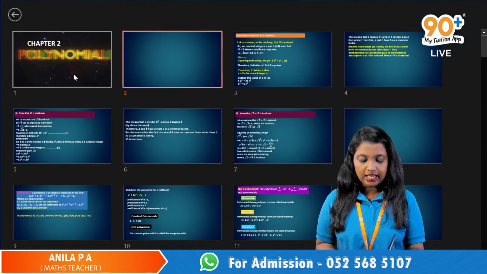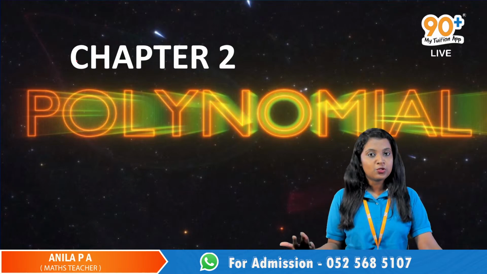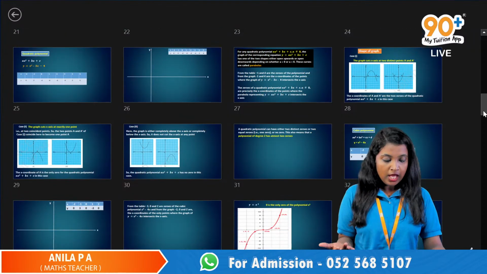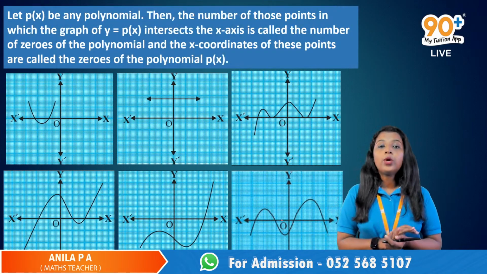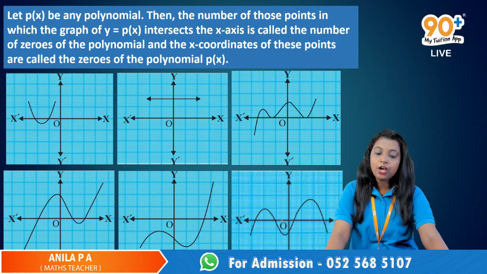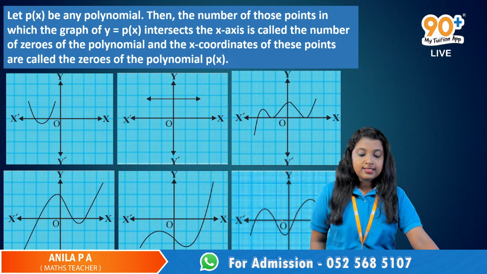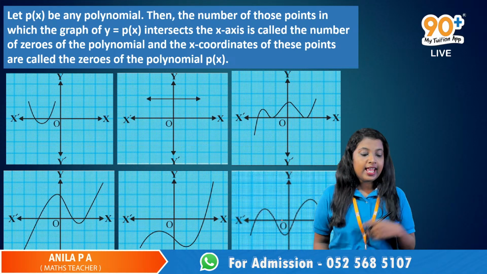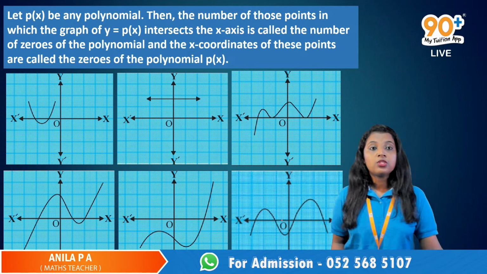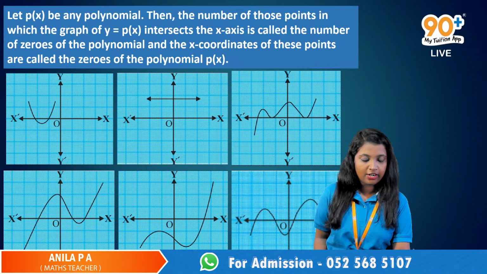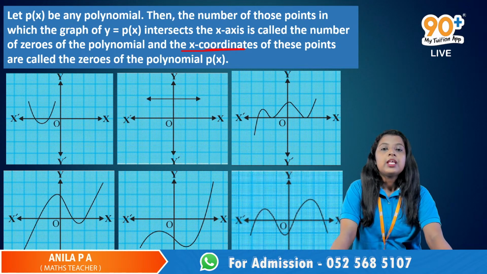So anyways, we were dealing with chapter number 2, polynomials, and last class we discussed the geometrical meaning of zeros of a polynomial. As we all know, the number of zeros of a polynomial is equal to the number of intersections that graph has with the x-axis. Here let p of x be any polynomial. Then the number of those points in which the graph y is equal to p of x intersects the x-axis is called the number of zeros of the polynomial, and the x coordinates of these points are known as the zeros of the polynomial p of x. Okay, so here we have some graphs.